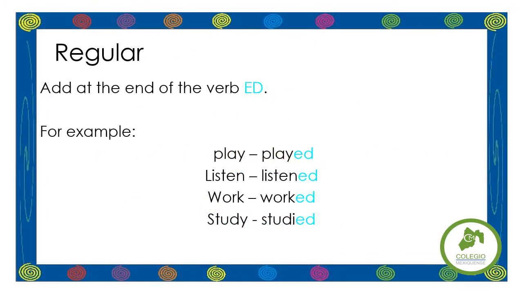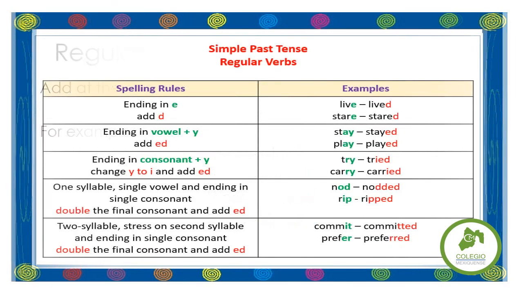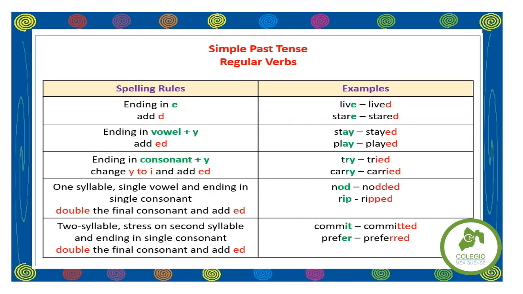How could you see the regular verbs? At the end of the verb, -ed. For example, play, played, listen, listened, work, worked, study, studied. Remember, the regular verb has 5 spelling rules. Now, you can see some examples about the rules.